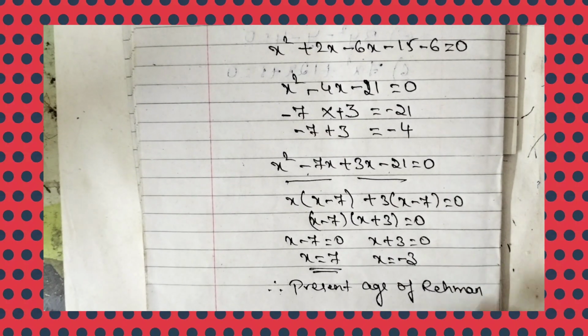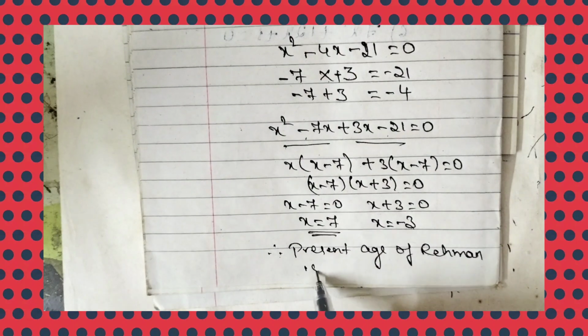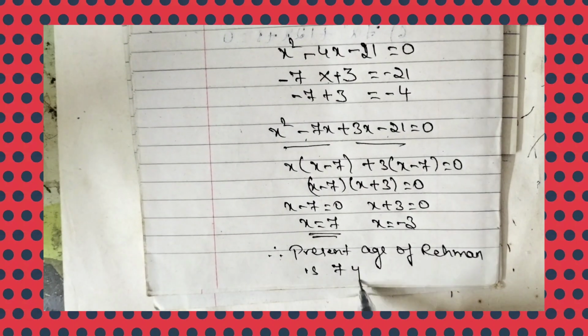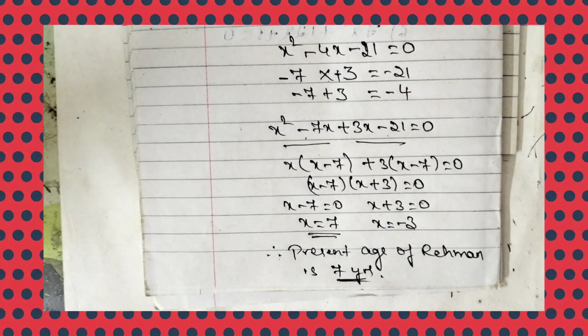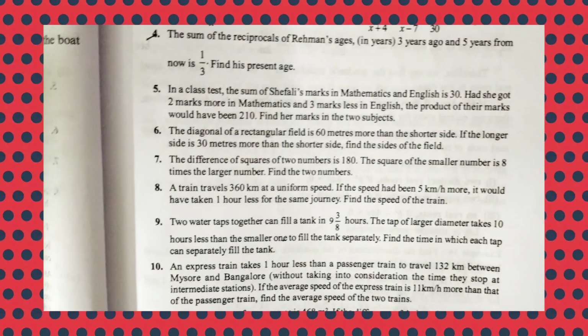Therefore, the present age of Rahman is how many years? 7 years. So like this, we have to calculate the present age of Rahman. Now let us move to the second question.